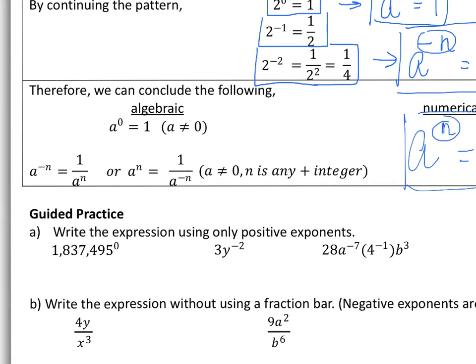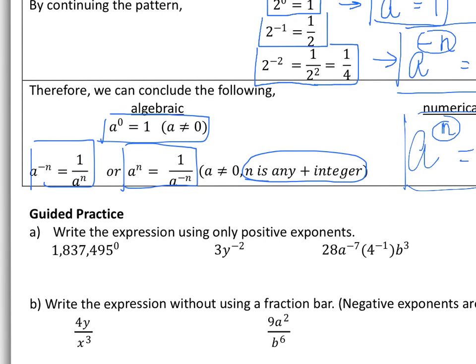So here I typed the algebraic form out for you. Alright? And you will have to memorize these. Alright, and n can be any positive integer. A cannot be 0. This is very important for this lesson. So let's do some guided practice problems.